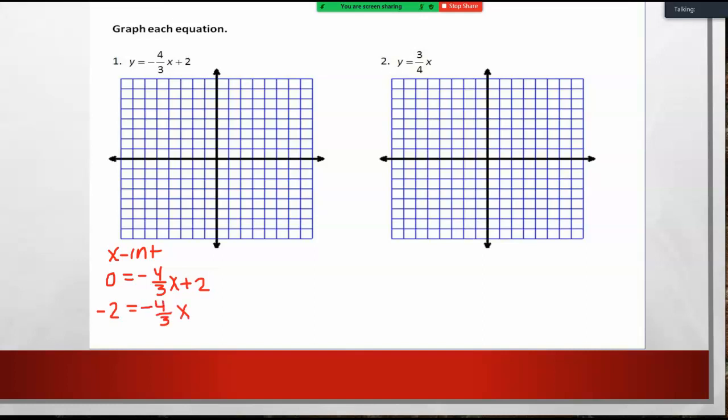To get rid of multiplication by a fraction, you multiply by its reciprocal. So since we're multiplying x by -4/3, we're going to multiply by -3/4. And a negative times a negative is a positive. So we get x is equal to a positive 6/4. We're going to do the same.